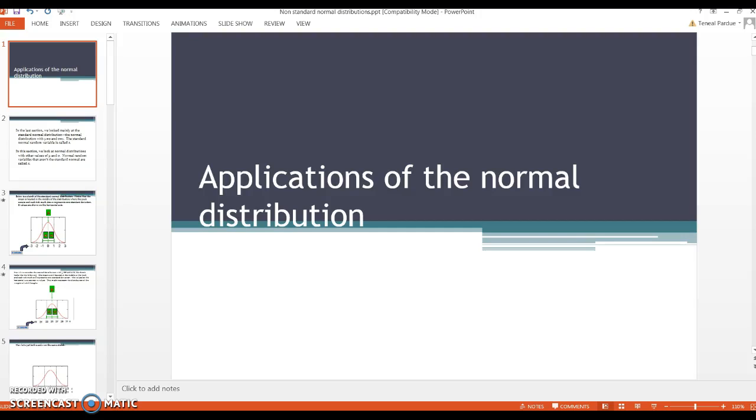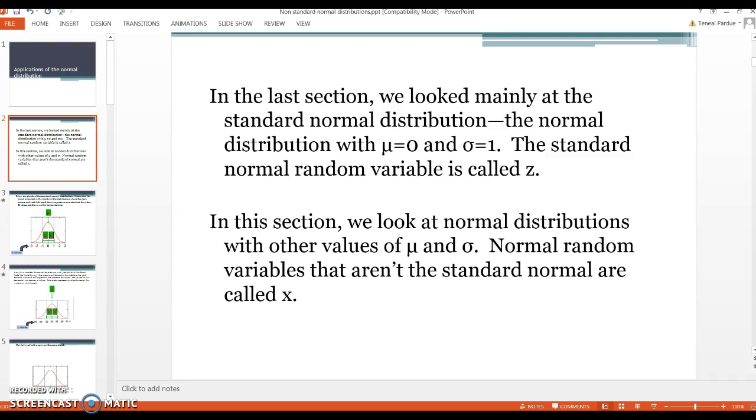So welcome to the video lecture on applications of the normal distribution. Previously we were looking at the specific normal distribution with a mean of 0 and a standard deviation of 1. That's called the standard normal distribution, and that one has a random variable denoted with a z.